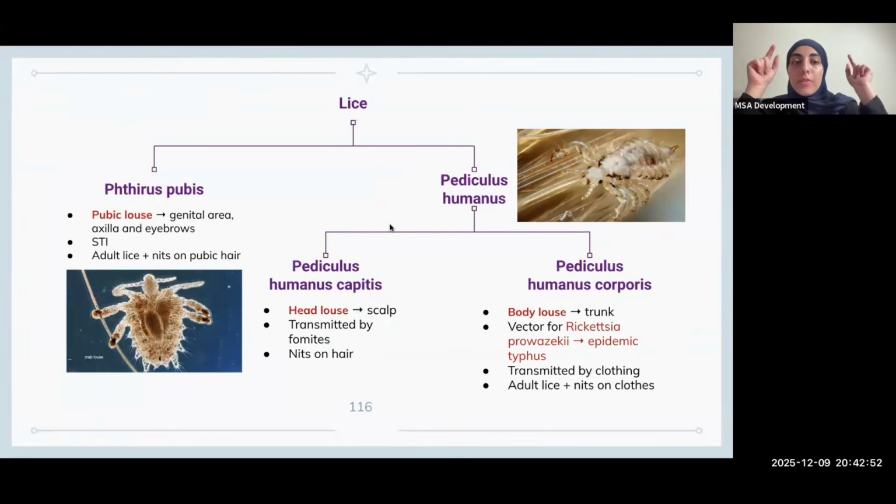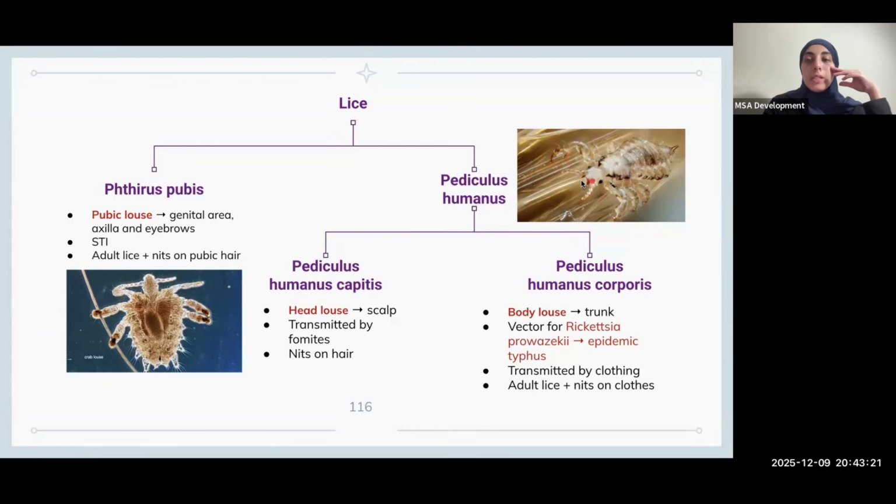The Phthirus pubis and the Pediculus humanus, okay? The Phthirus pubis is a type of lice that specifically affects the pubic area, the genital area, due to it being a pubic louse. So lice is plural for louse. Louse is this organism, this parasite, okay?